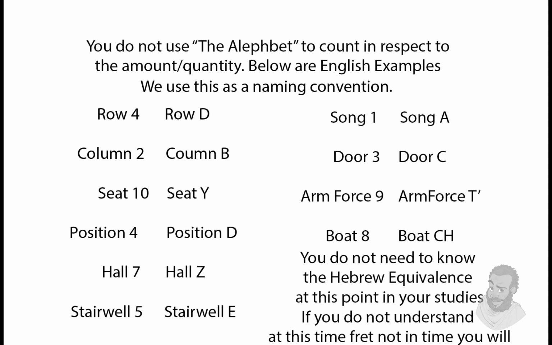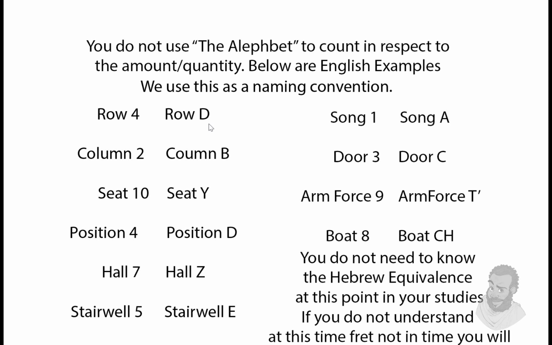Okay, so if you're in row 4 or row D, you will have the Hebrew word for row, and then you will have Daleth here. Same thing with row D, Daleth here. Okay, so the Hebrew word for row and then Daleth.